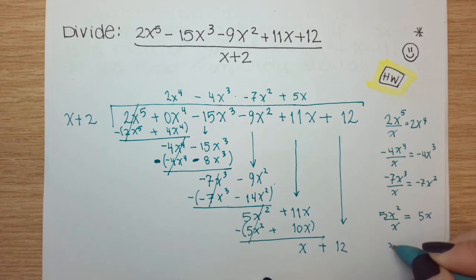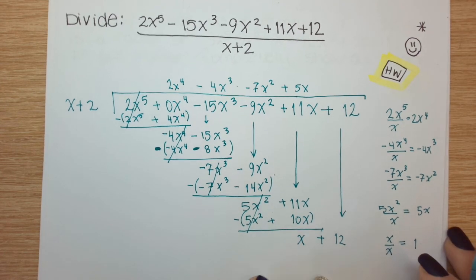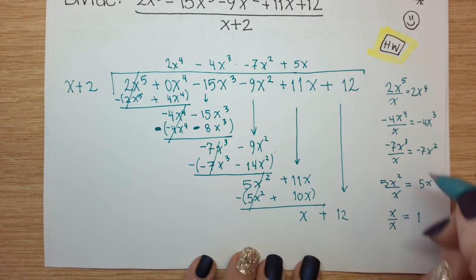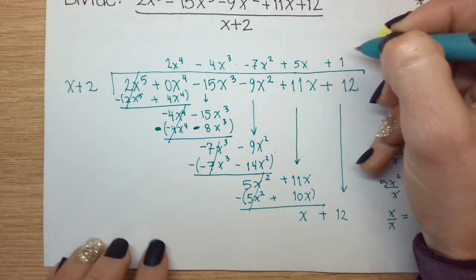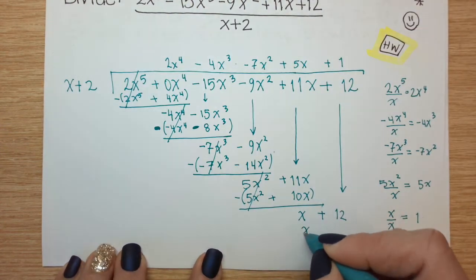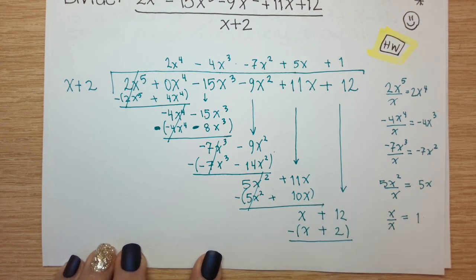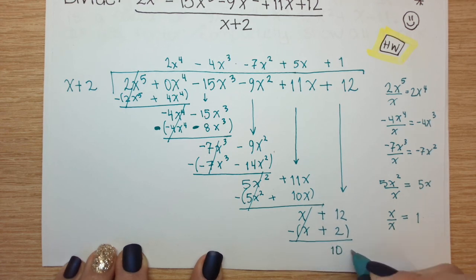Divide the leading term by the leading term. We get 1, a constant. We know we are now on our last round through. Plus 1. Multiply it over there. X plus 2. Parentheses, minus sign, underline, cancel. We get a 10. That's our remainder.